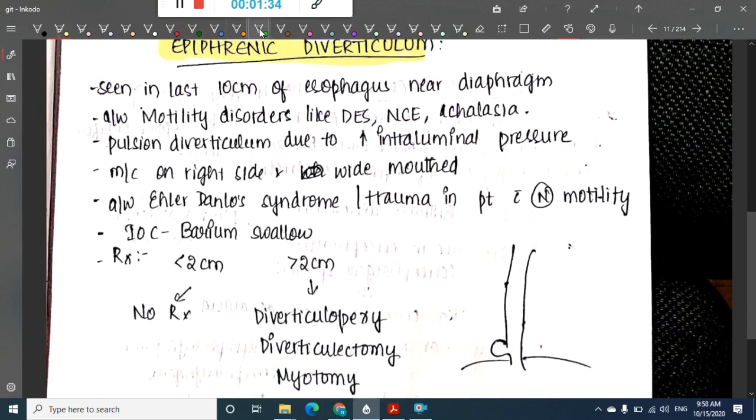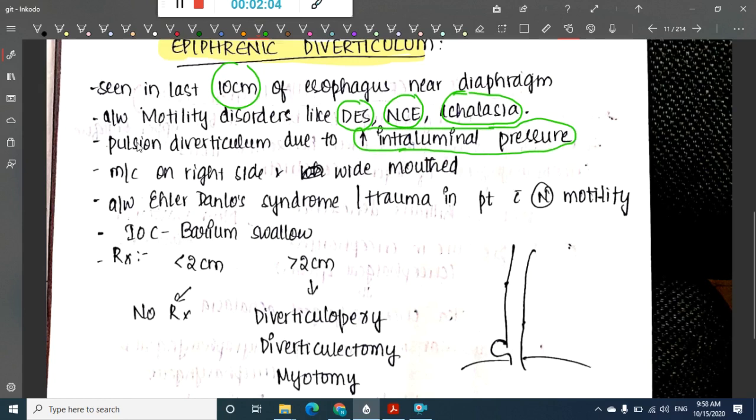This epiphrenic diverticulum is present in the last 10 centimeters of the esophagus. It is associated with motility disorders like diffuse esophageal spasm, nutcracker esophagus and achalasia cardia. It is a pulsion diverticulum which occurs due to increased intraluminal pressure. Because of the increased intraluminal pressure, there is outpouching of the mucosa, which is called an epiphrenic diverticulum. It is most commonly seen on the right side and it is also wide mouthed.